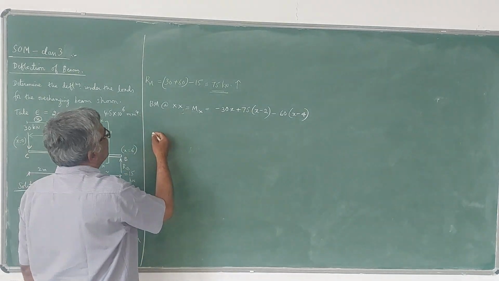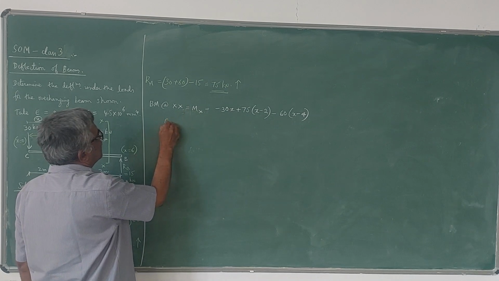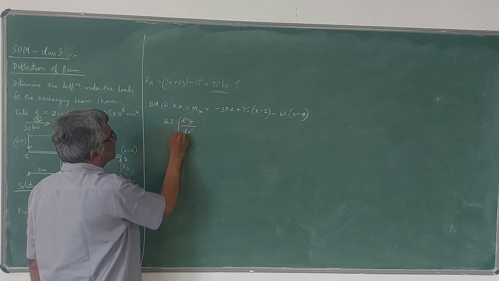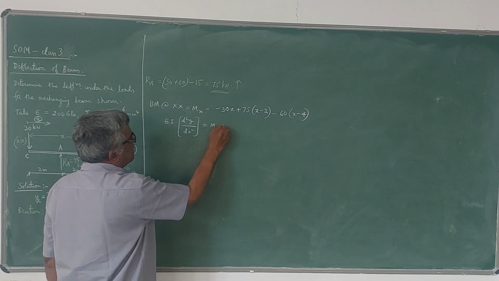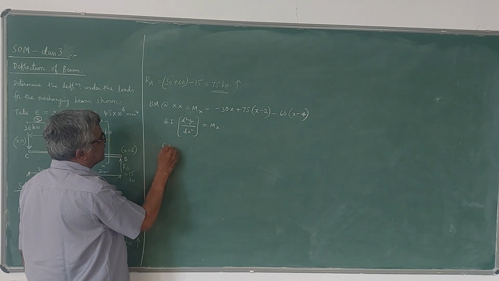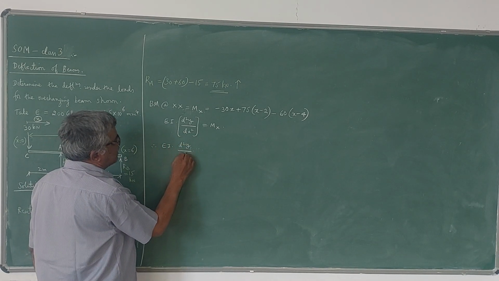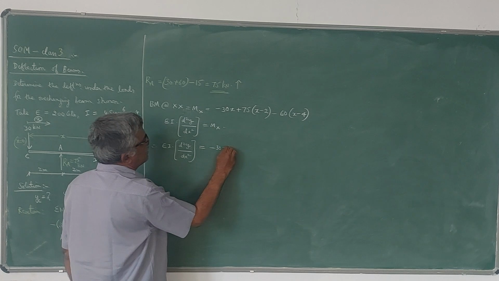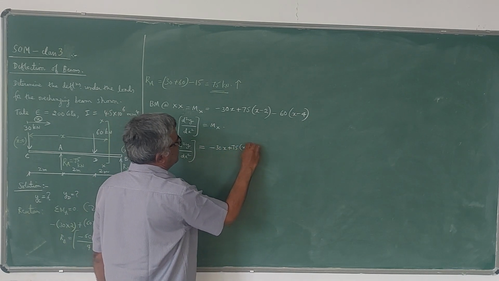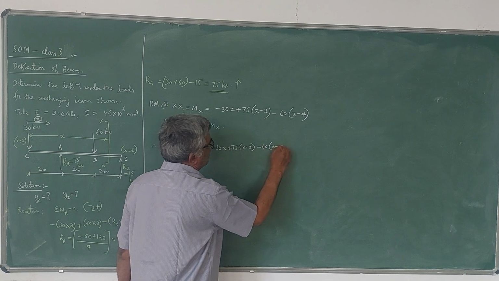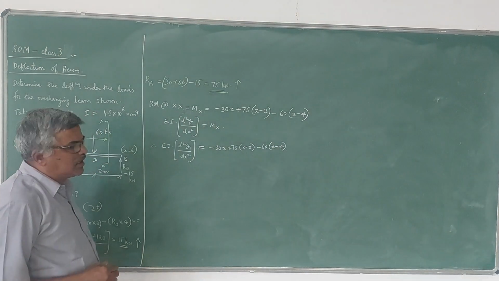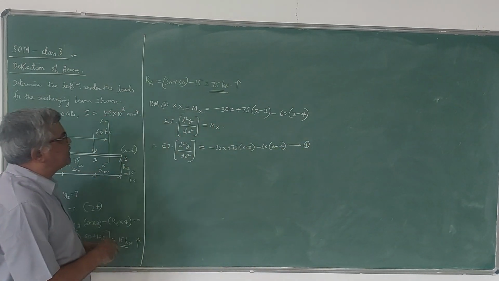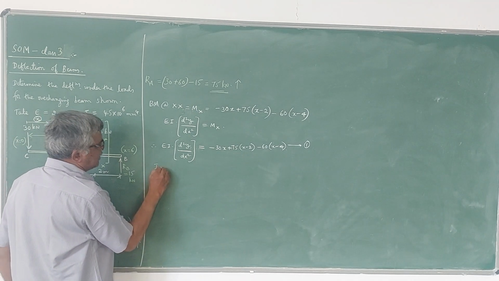So according to the Euler-Bernoulli deflection equation, this is equal to EI into d square y by dx square. So this is nothing but M(x). Therefore, what I can write is EI into d square y by dx square is equal to minus 30x plus 75 into x minus 2 minus 60 into x minus 4. So this equation is called the moment equation, equation 1.